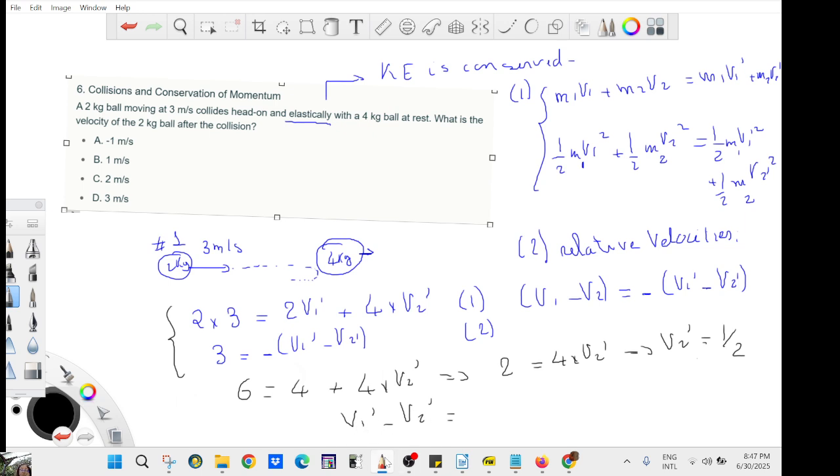Let's see if it's working or not. We have v1 prime, which is 2, minus v2 prime, 1/2, and that's not going to work, right? Because we want to have 3. So this one doesn't work. So let's check B.